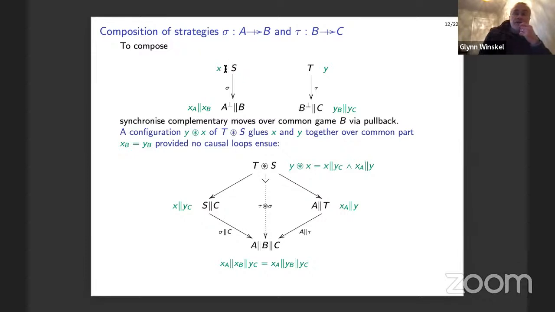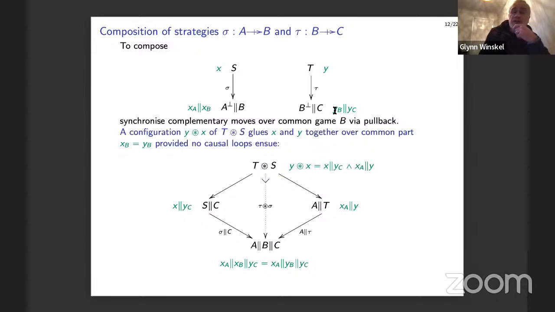So configuration X of S images to a position in A and a position in B. Configuration Y in T images over to a position in B and a position in C. To be able to glue them together, we insist that the positions in B are the same, that XB equals YB. And then we join them together by gluing them at that common part, provided we don't, in doing that, introduce any extra causal loops. So that's some of the technology we use in order to do this synchronization operation.